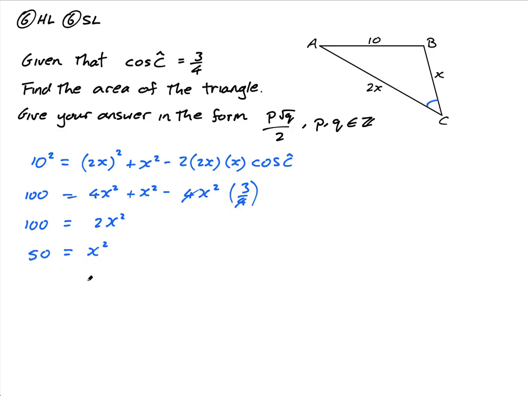And then x is equal to the square root of 50. Done. It has to be positive, obviously, because it is length. Okay, next thing is I need to find the area. So the area equals a half ab sine C. So this times sine of C.